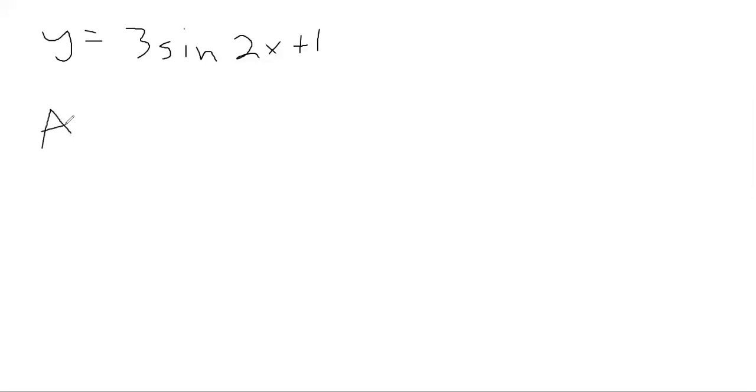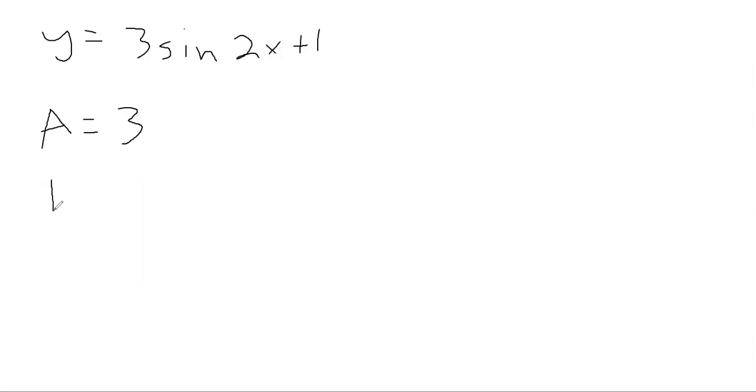Now in an equation that looks like this, the amplitude is going to be found by looking at the coefficient of the sine or the cosine function. So in this case, it's going to be a value of 3. Amplitude is always positive, so even if that was a negative 3, we would say our amplitude is 3.